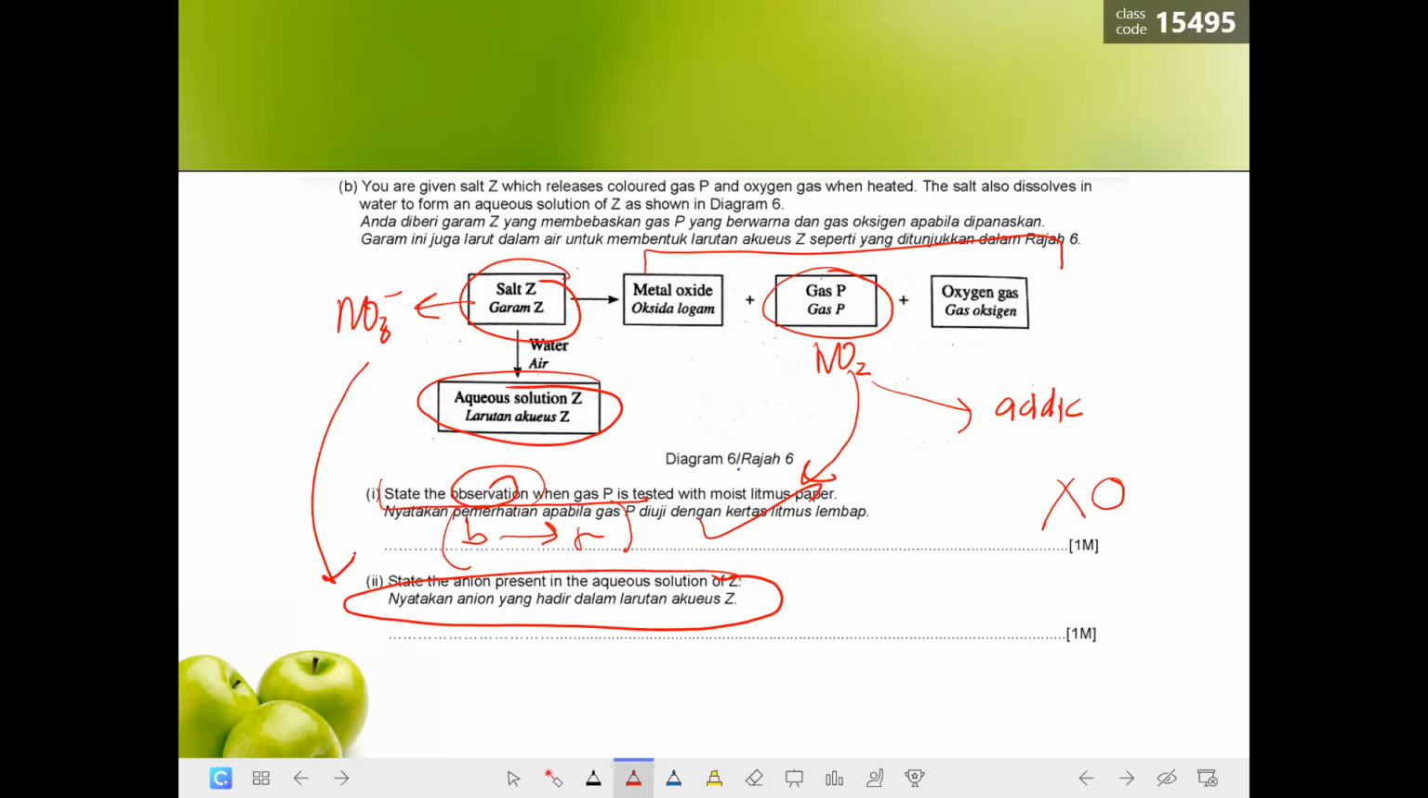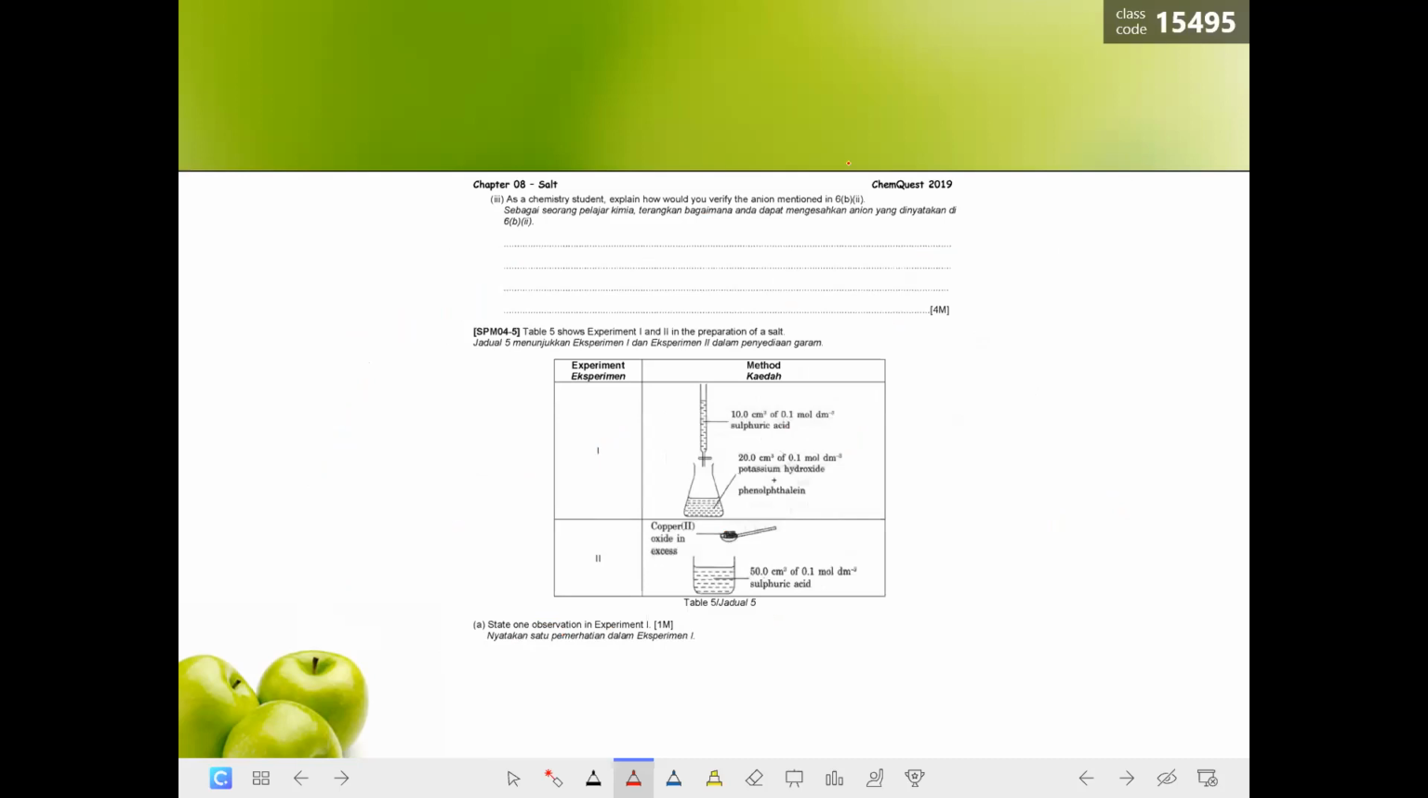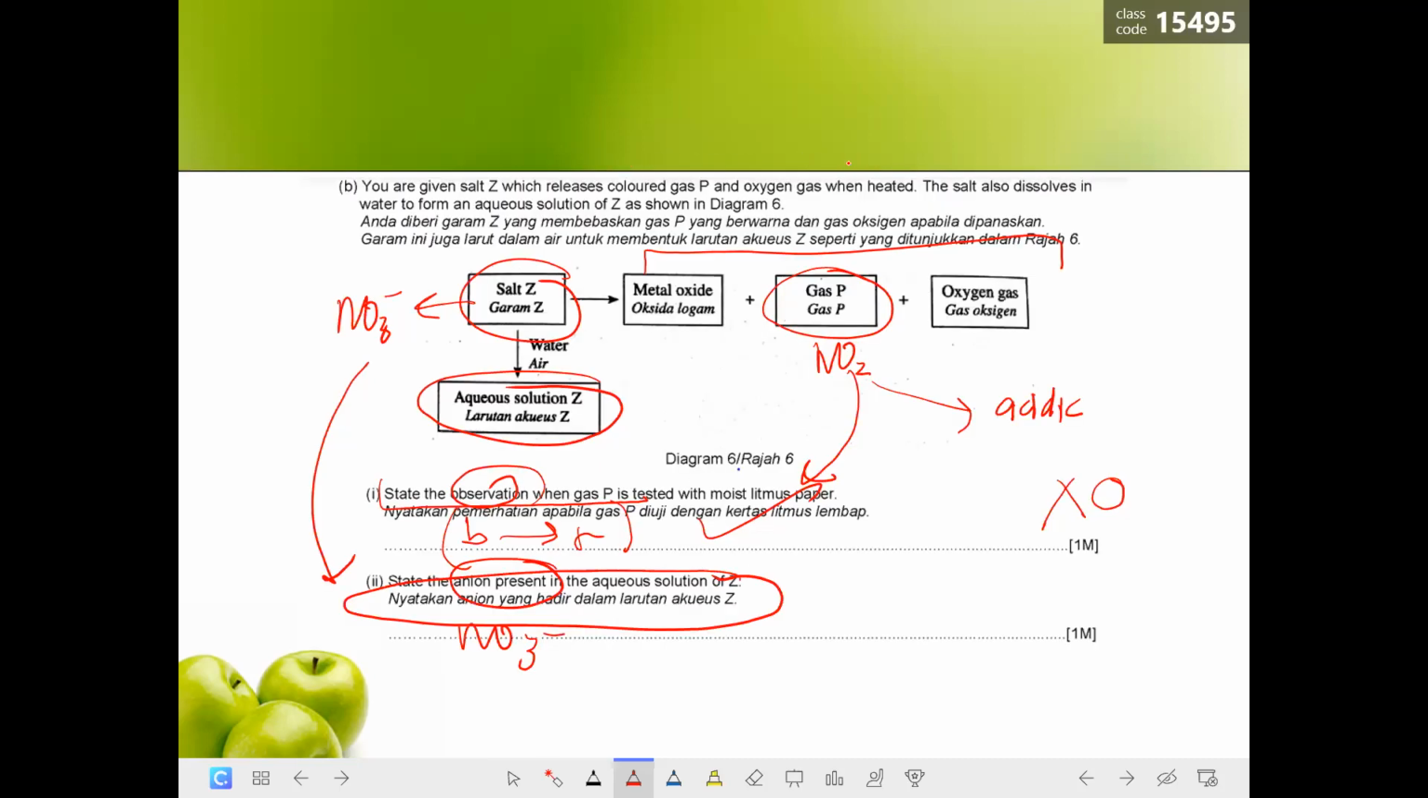Okay, what's my anion present? Nitrate. Very good, nitrate ion. Okay, I'm going to see whether you all memorized or not what I told you. How to verify nitrate ion? Let me hear you.